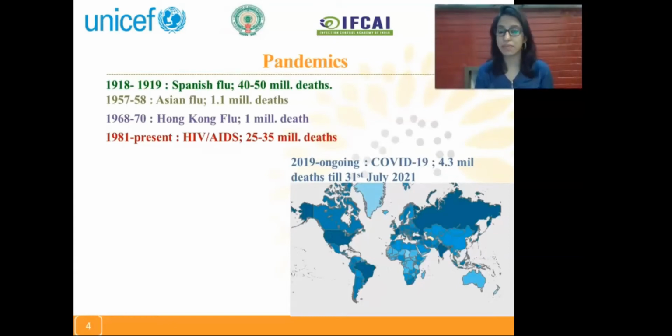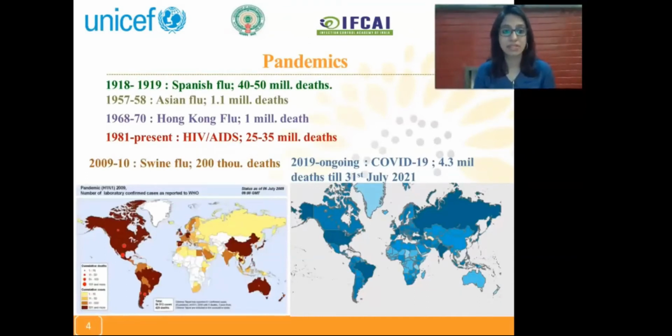There have been a few more in between, but the latest big pandemic, which is of concern right now, is the ongoing COVID-19, and so far it has already claimed 4.3 million deaths till 31st July 2021. And as you can see in the map, it has affected all over the world. The places in dark blue are affected worse, and those in light blue are affected less.